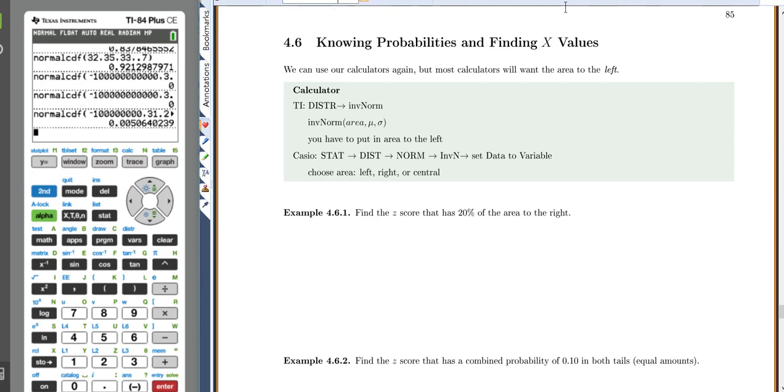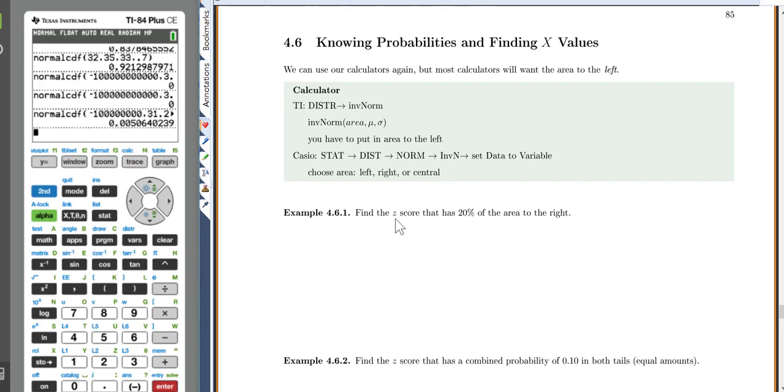So what if we know the probabilities and we want to find the x values? We can use our calculators again, but most calculators will want the area to the left. The TI-84 does make you have the area to the left. The Casio actually lets you choose. So if you have that one, some of these will be a little bit easier for you.